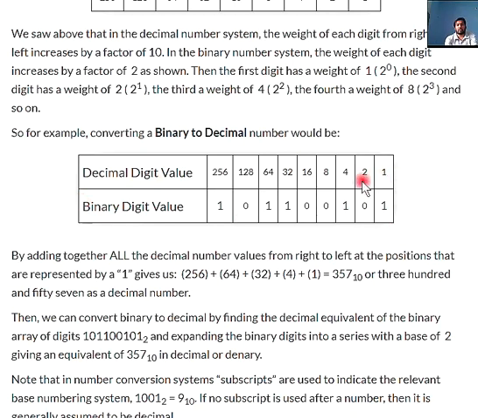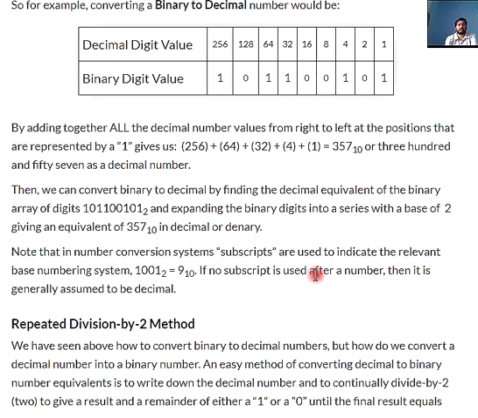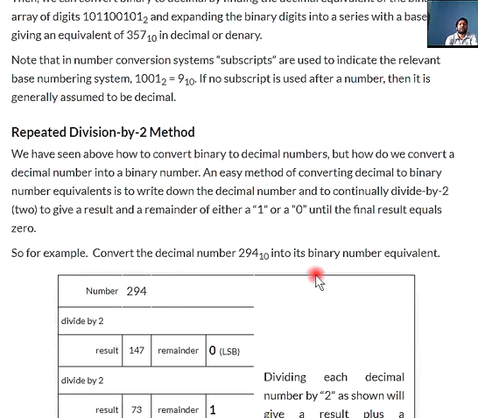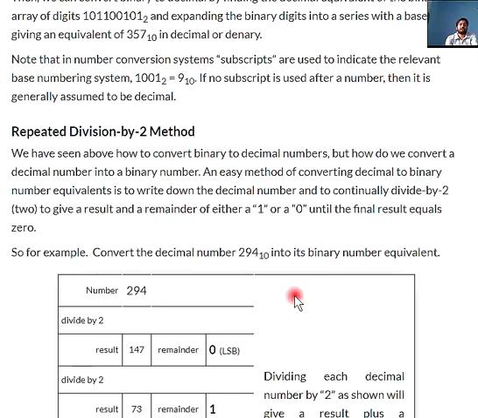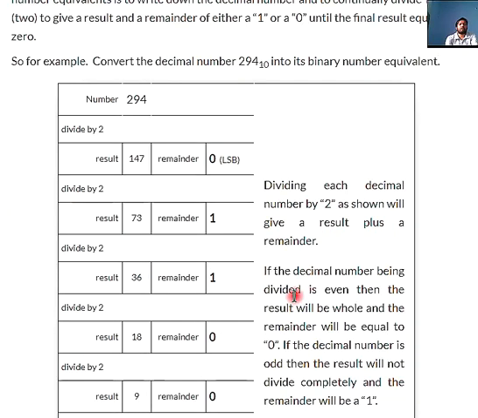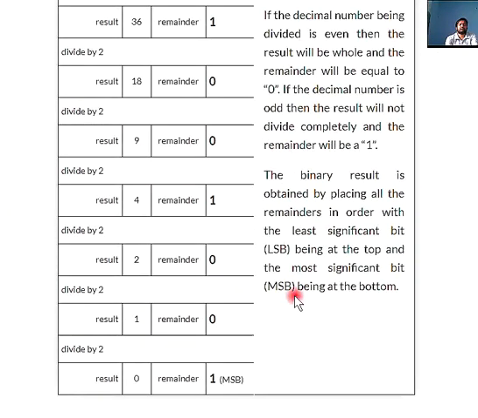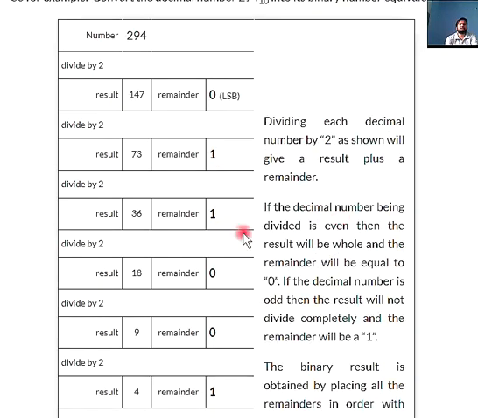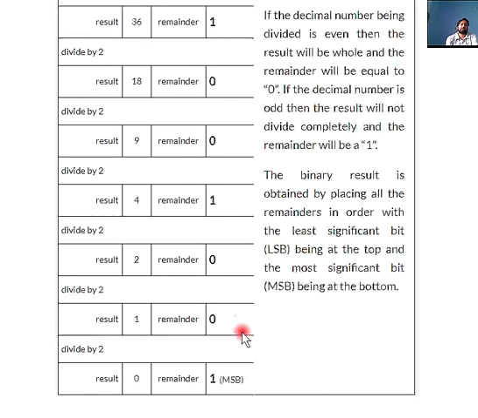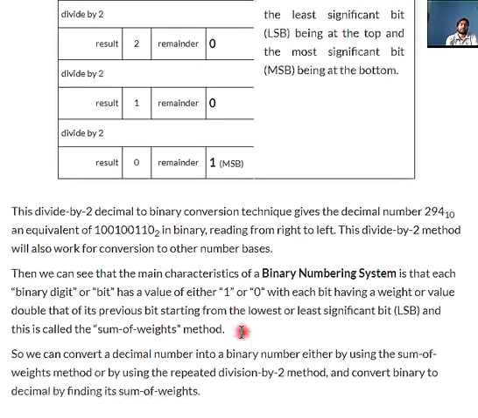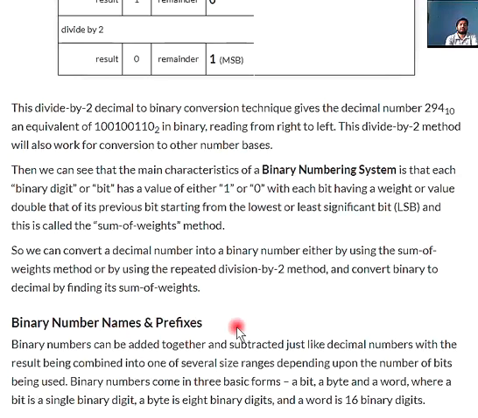See here, the 1 1 is already given over here. Now we are going to understand how this number was converted, using the repeated division by two method. Division means how we can divide the numbers. All these numbers were given in this format. Now we see how these numbers were divided.